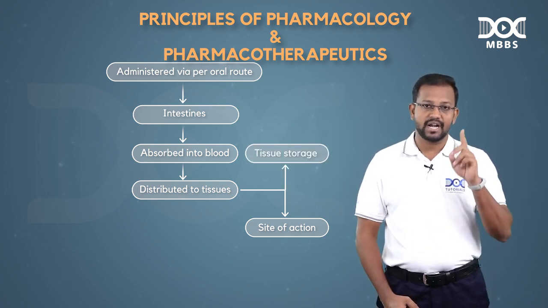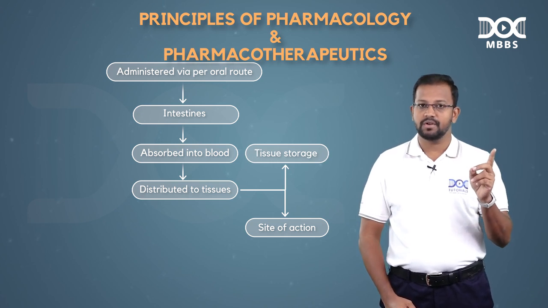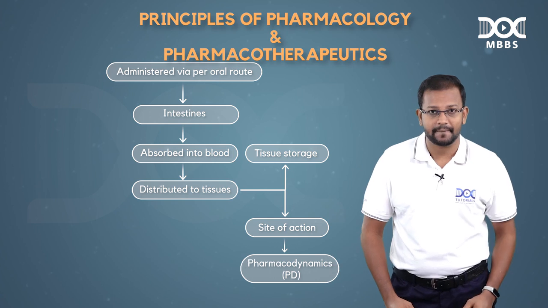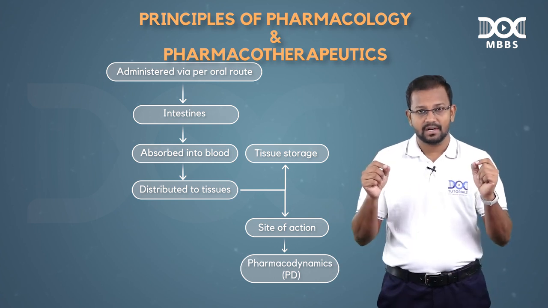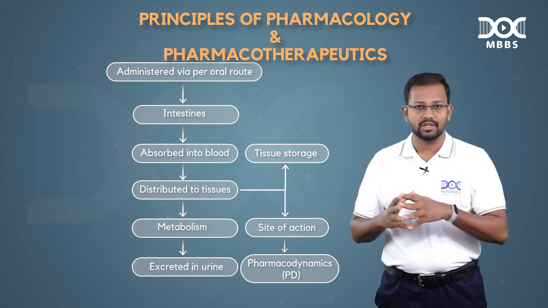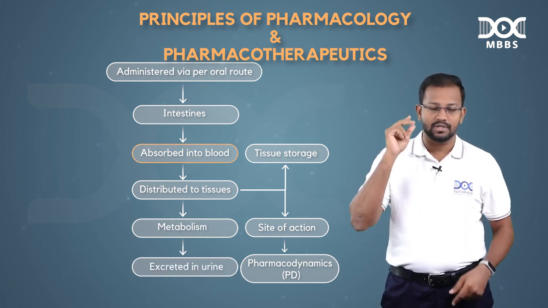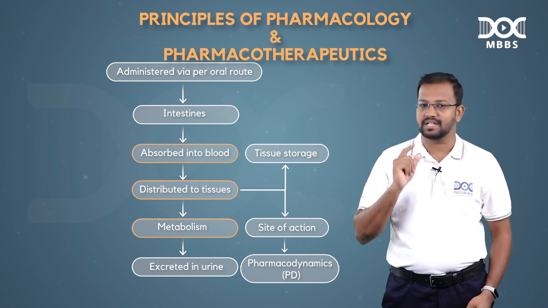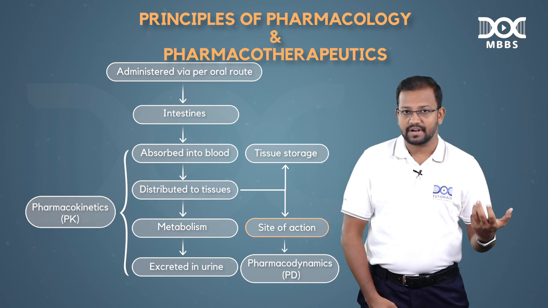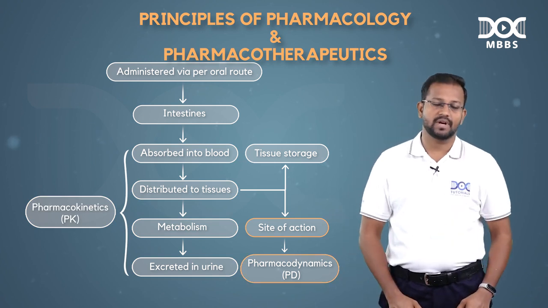And when it is binding with the site of action, how it is going to produce its effect and bind with those enzymes will be termed pharmacodynamics. And once the action has been completed, it is going to get metabolized in the liver and excreted out in the urine. The study of absorption, distribution, metabolism and excretion is called pharmacokinetics, whereas the study of how the action at the site tends to occur will be called pharmacodynamics.